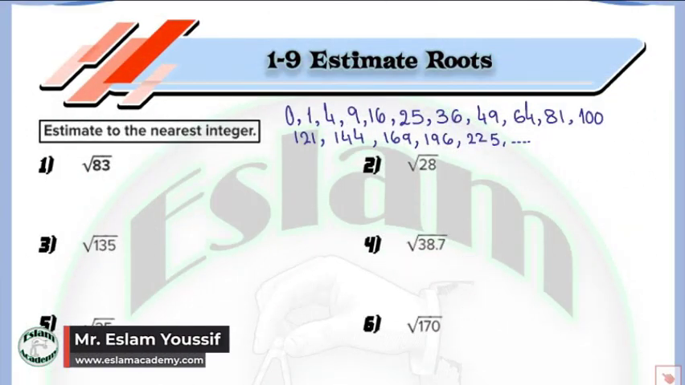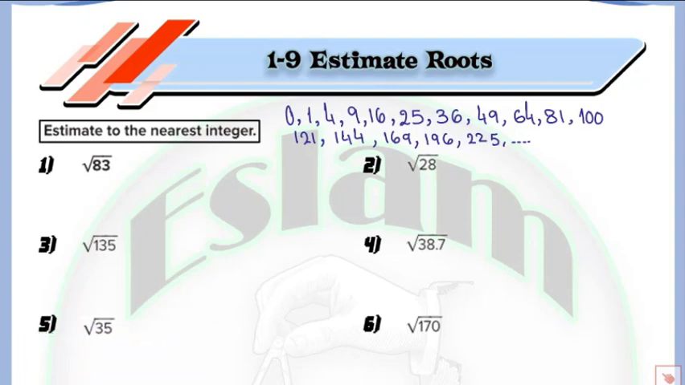In this video we are talking about estimating roots. We just need to find the closest answer to the square root of a non-square number. So what is the meaning of a square number? A square number is a number that has a square root.